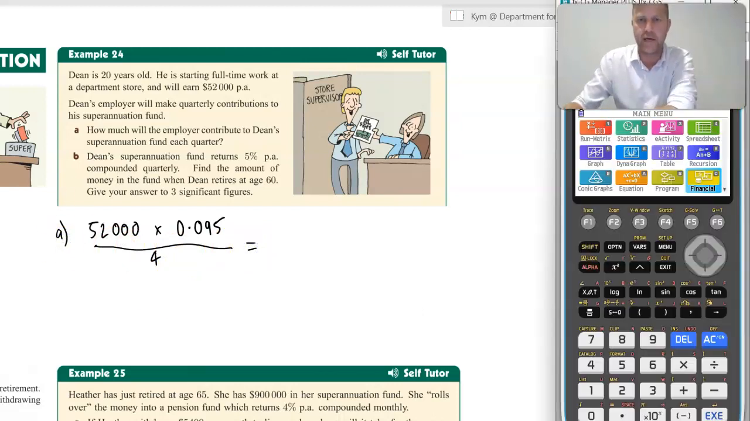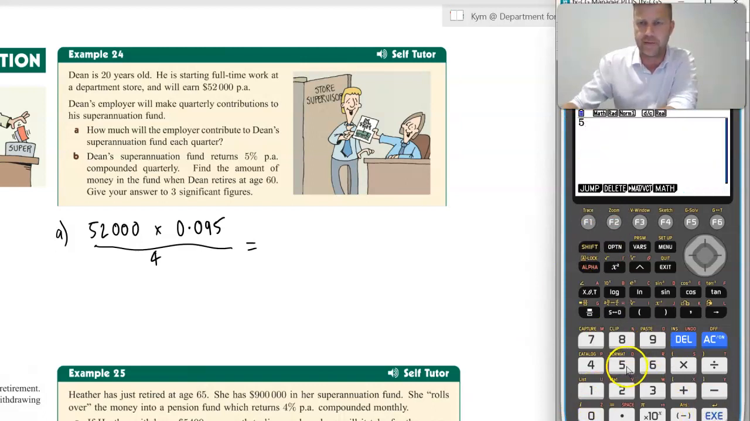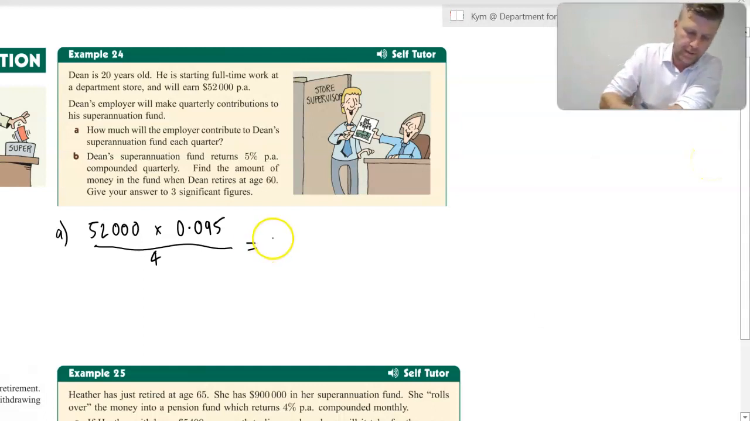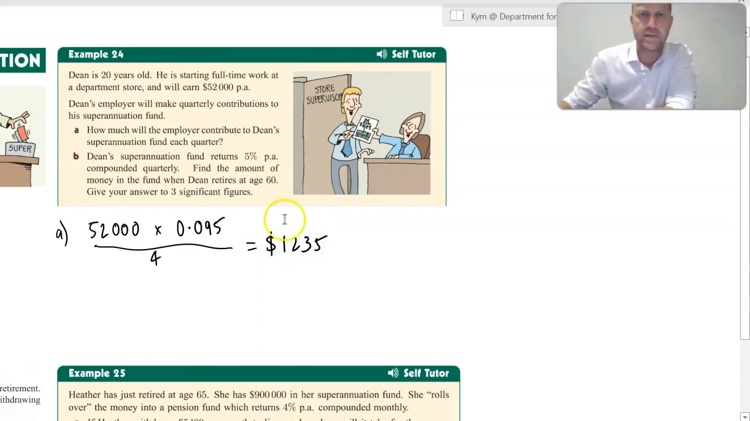So on my graphics calculator, I'm going to head in just to the run function to do this one. And we've got 52,000 times by 0.095, all divided by 4, which will mean that Dean's employer will contribute $1,235 every quarter into that super fund. Okay, so $1,235 is the answer to question A.